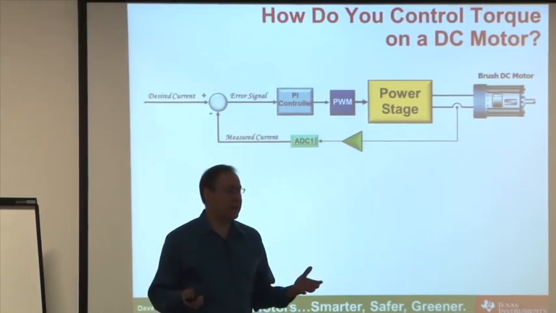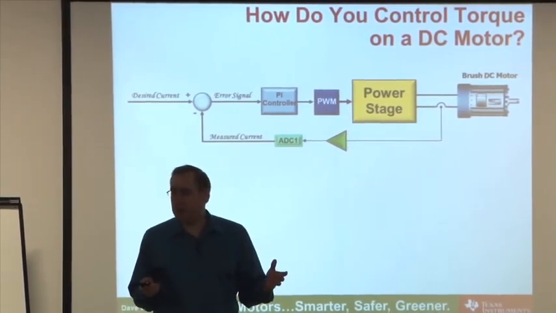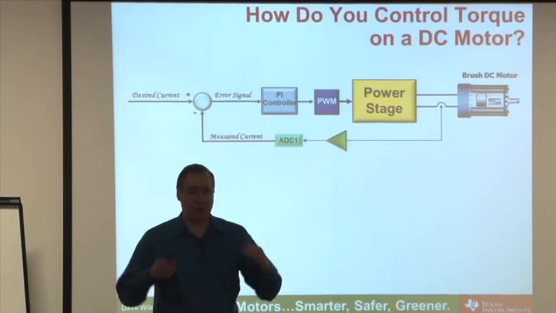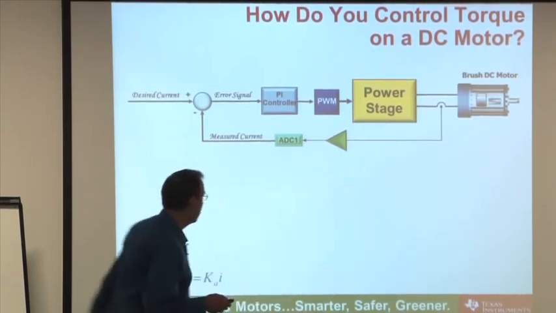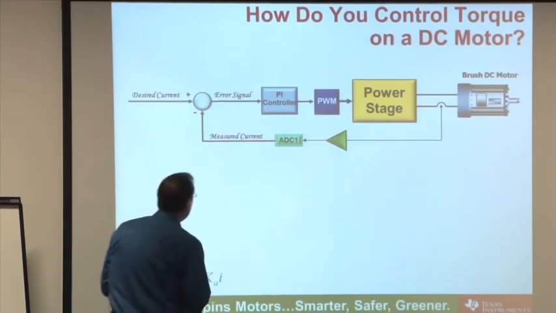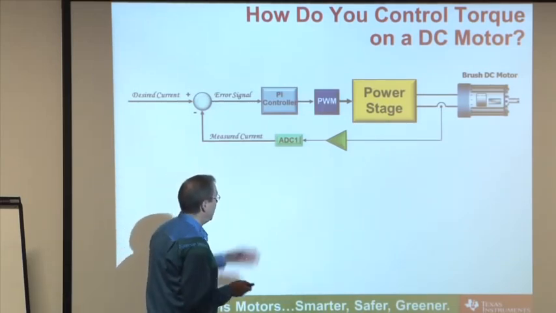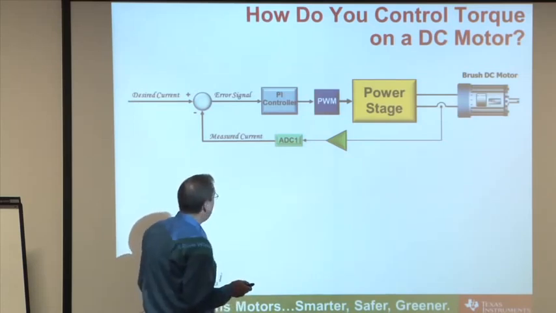And the reason I do this is because in most cases, people can understand how to do torque control on a DC motor, and I'm going to use that as a springboard then to explain how field-oriented control works. So here I have a negative feedback-based system. I have a brush DC motor, and I want to do torque control.